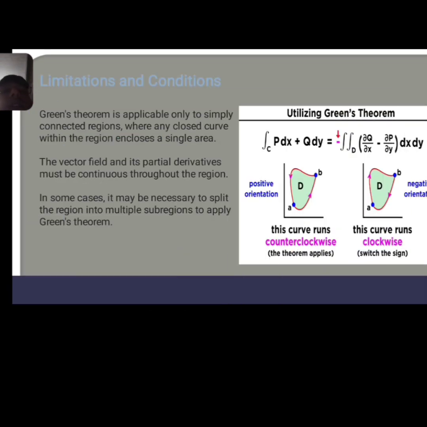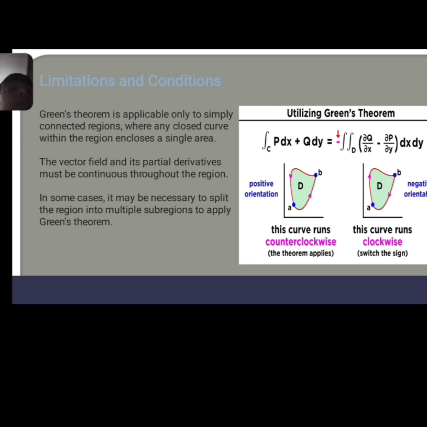Limitations and conditions. Green's theorem is applicable only to simply connected regions where any closed curve within the region encloses a single area. The vector field and its partial derivatives must be continuous throughout the region. In some cases, it may be necessary to split the region into multiple subregions to apply Green's theorem.